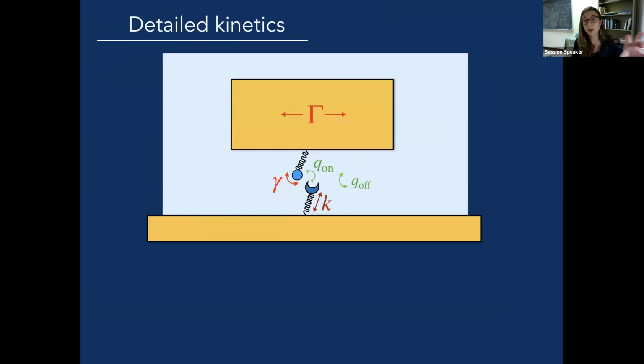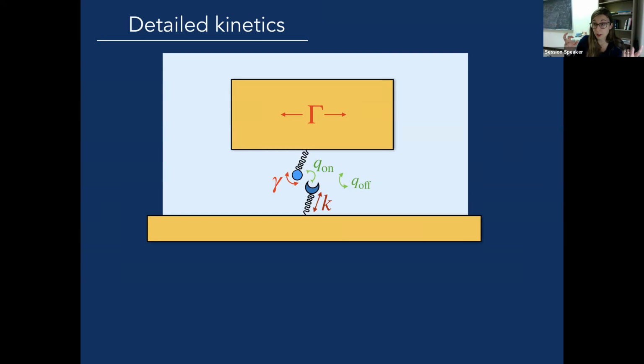This spherical particle, I'm going to consider as just some sort of rectangle that can move left or right, and it can only move left or right with a friction coefficient called gamma. Then that particle has one foot that can attach to the opposing surface. We're going to go to multiple feet later on. That foot attaches with a rate of attachment Q on and a rate of detachment Q off.